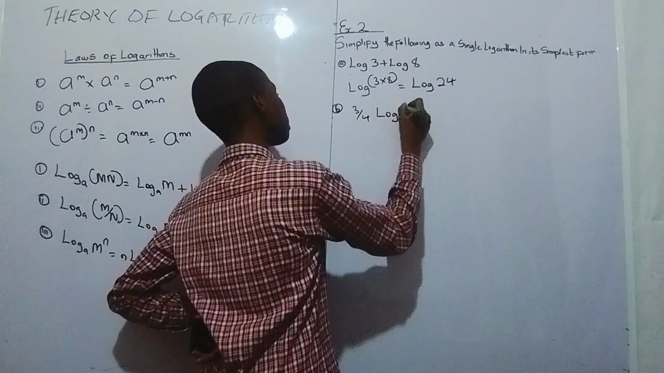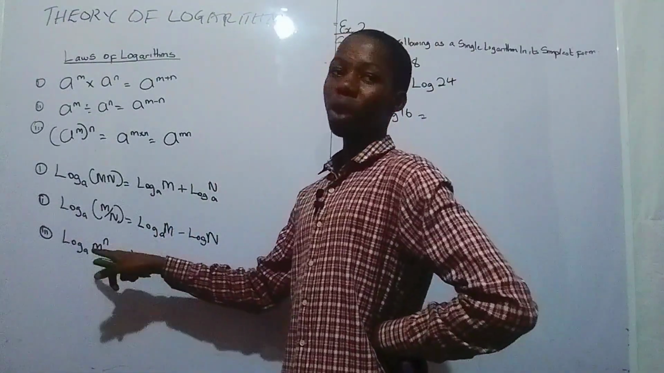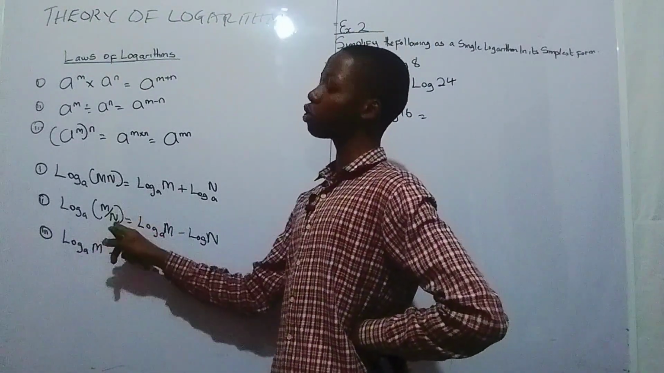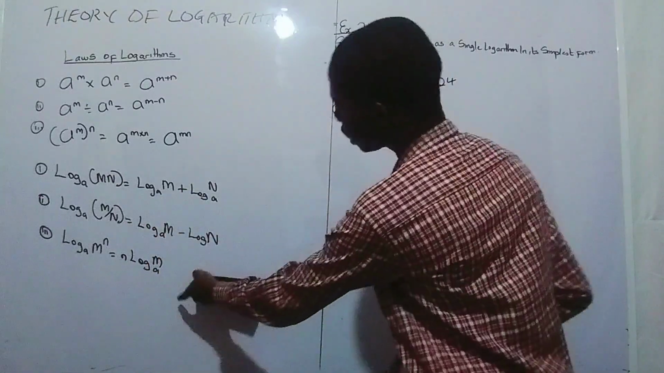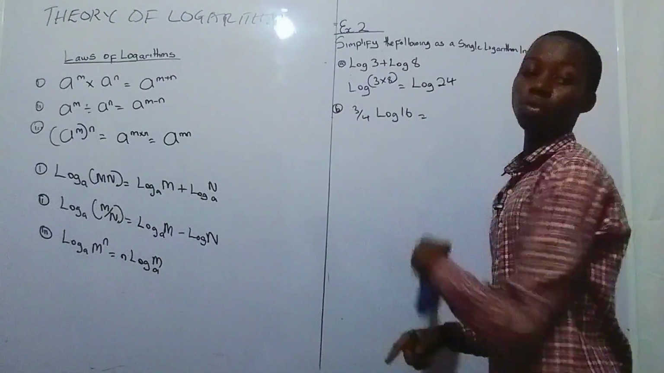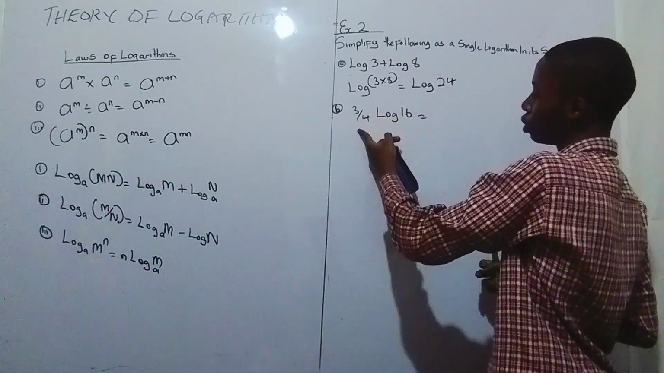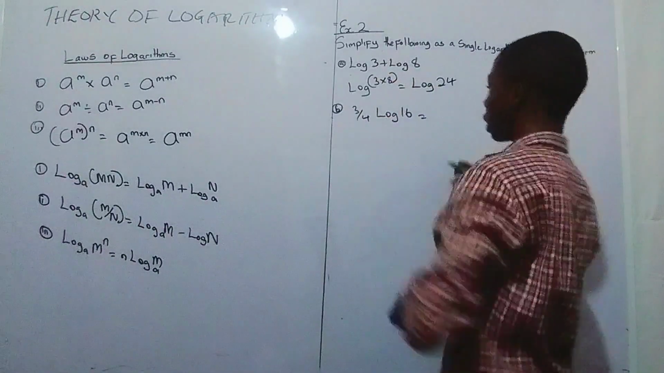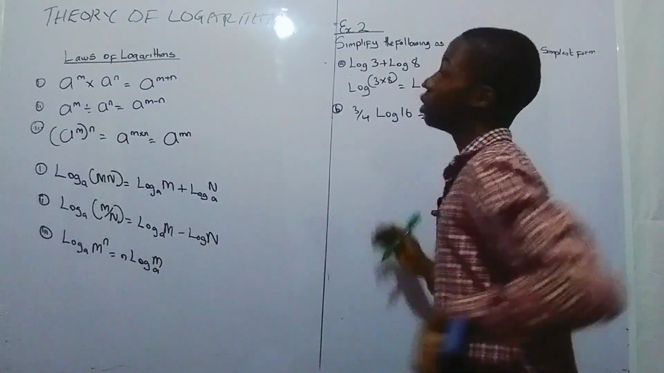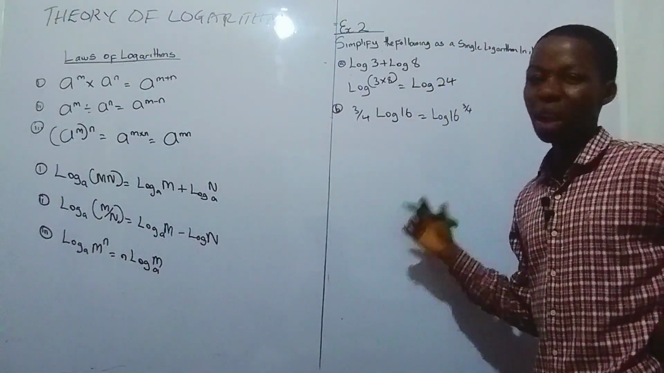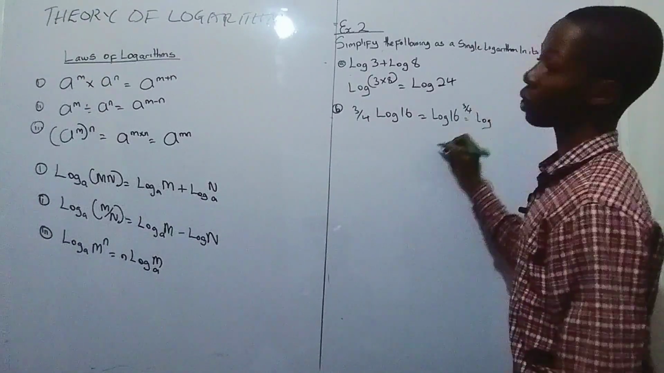3/4 log 16. Now, in the third law I talked about, when we have a power, it moves backward, right? Now, we can reverse it again. The main reason why we are reversing it is to solve this question. So this 3/4 comes forward again. You can have log 16 raised to the power 3/4. The base is not indicated, meaning it's to the base 10.